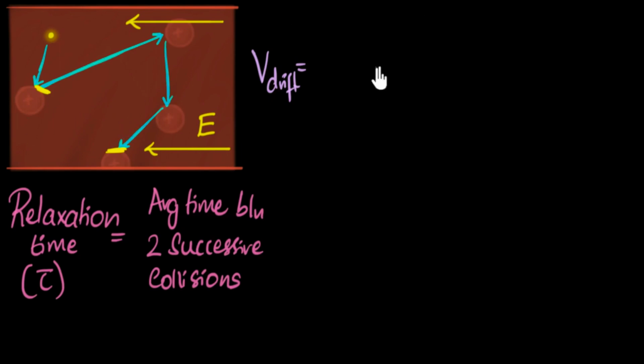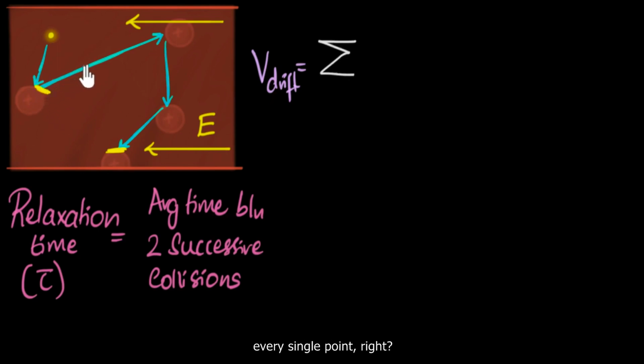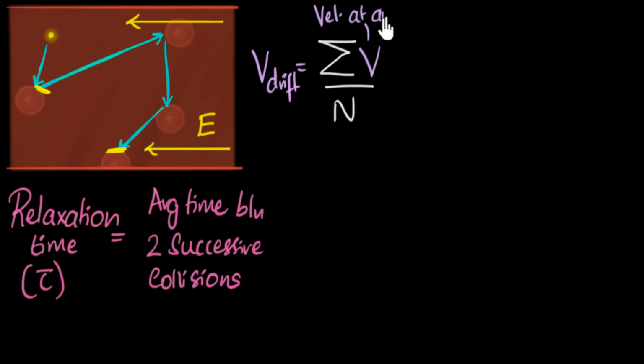So let me write that down. Mathematically, I can say drift velocity will be the summation of velocities at every single point, right? V1, V2, V3, V4, V5, V6, all the points. I'm just going to represent it by a single number V here, divided by n. So V is velocity at any point. You take any point, that is what your V is going to be.